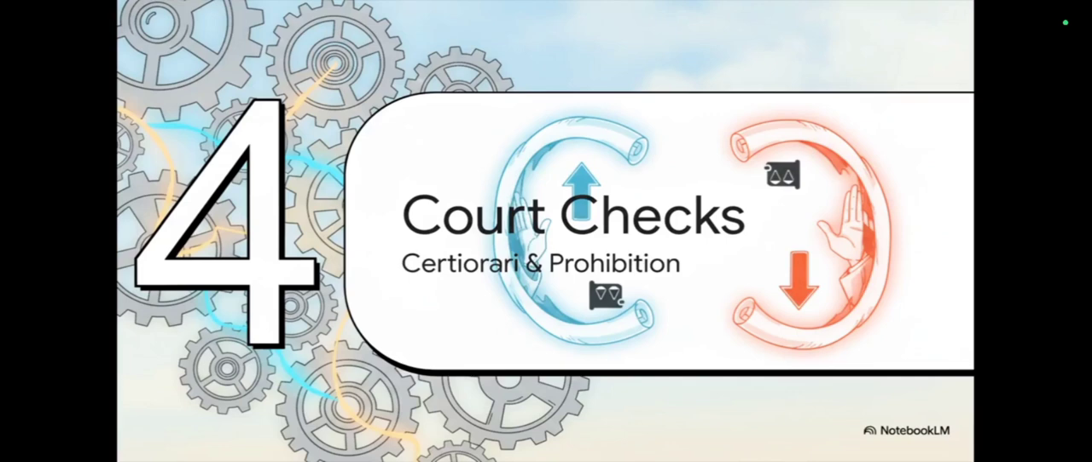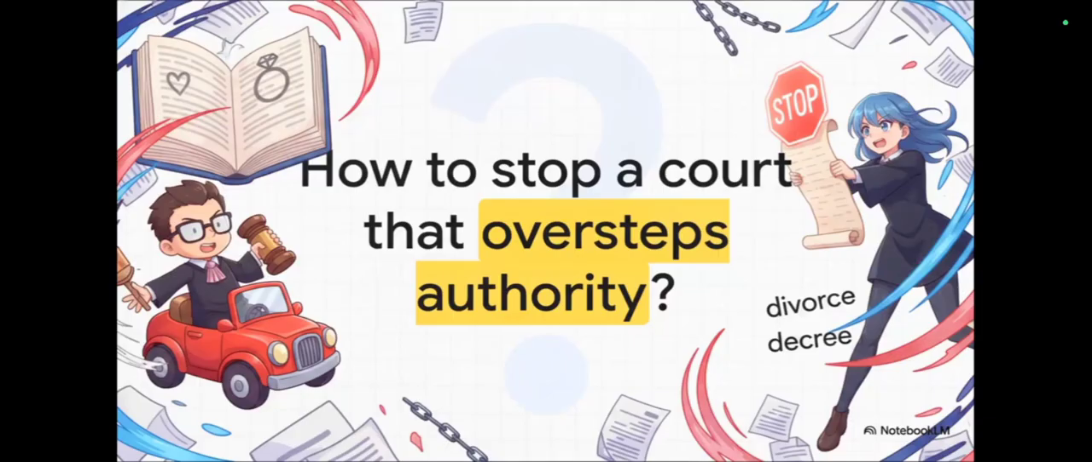Section 4. Court checks, certiorari, and prohibition. Okay, we've talked about forcing action, but what about stopping it? Consider this wild scenario. What if a local traffic court suddenly tries to issue a divorce decree? Obviously, they have absolutely no legal power or jurisdiction to do that.